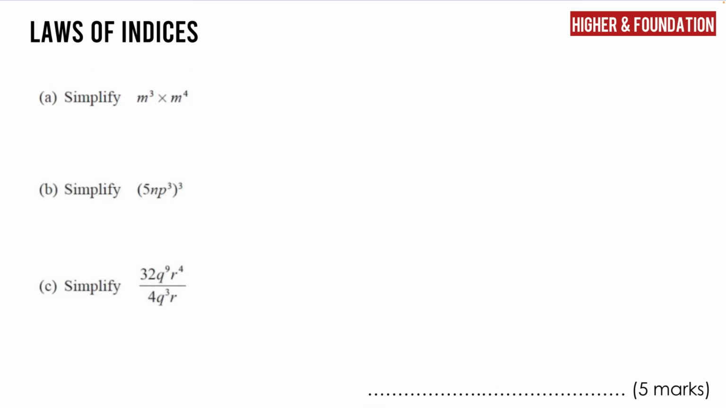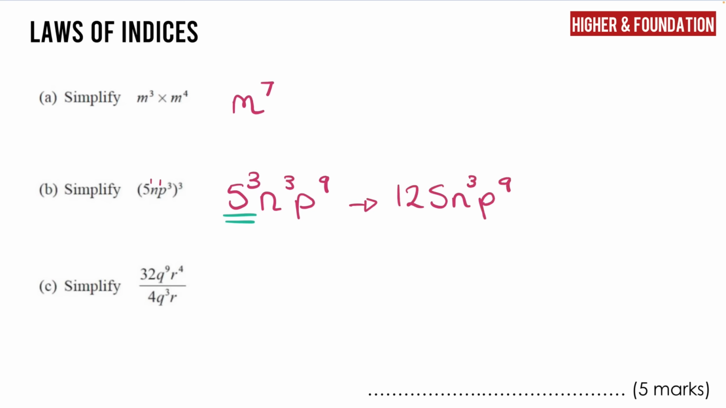With laws of indices, we've got multiple different rules that we need to know. So when multiplying with the same base, we have to add the powers. So here, m to the power of 3 plus 4 is m to the power of 7. When we're in brackets, we multiply the powers, and if any pieces inside the bracket don't have a power written with them, we can put a power of 1 with those just to help our multiplication. So here we get 5 to the power of 3, n to the power of 3, and p to the power of 9. Just watch out because numbers do need to be simplified there, so 5 times 5 times 5 would give us 125, and then we have n to the power of 3, p to the power of 9.